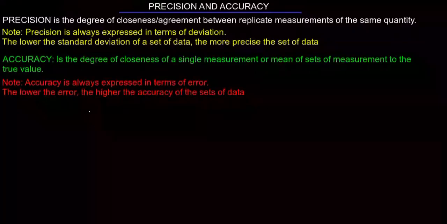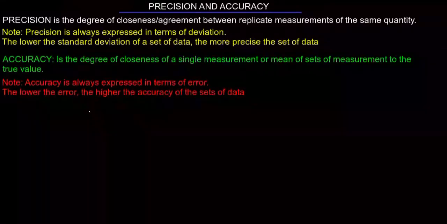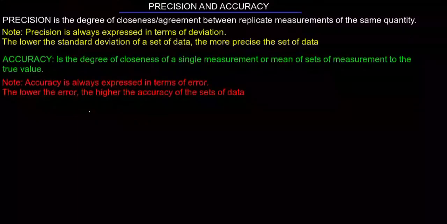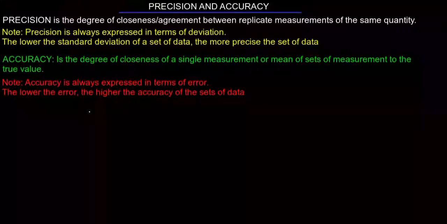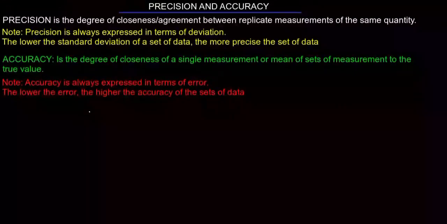And what is accuracy? Now take note of something. Accuracy is the degree of closeness of a single measurement or the mean of a set of measurements to the true value. Now take note, precision has nothing to do with the true value at all, but accuracy has something to do with the true value. Precision does not relate to the true value, but accuracy relates to the true value.